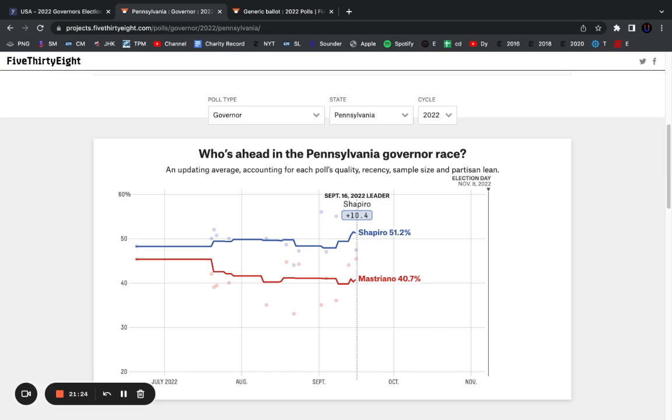And Shapiro, he's the Attorney General of Pennsylvania. He outran Biden by 4% in 2020 when he won re-election. He's a really good candidate. He's probably one of the best candidates the Democrats could have gotten this year. And I just don't get the hype around Mastriano. I think he'll lose by 4 or 5% when it's all said and done.